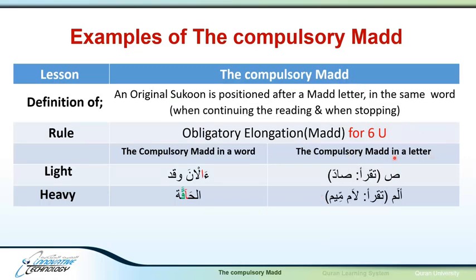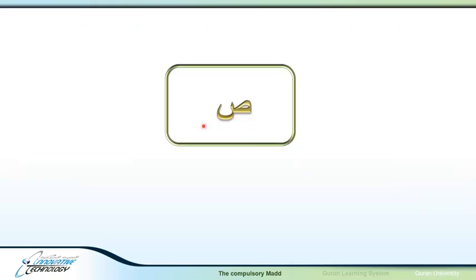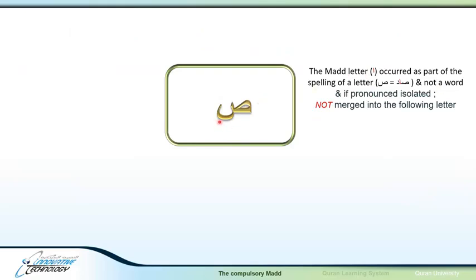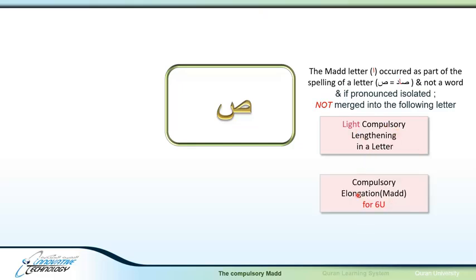Now we're going to take examples of the mad in a letter, and the compulsory mad in a letter is sad. Sad at the beginning of the surah is pronounced as if there are 3 letters. Sad, alif, dal, sad. The sad here is having an a in the middle, and there is no word, so it is not word-based, but letter-based mad. And it is not merged in anything after it. It's a single letter. So we consider this as a light compulsory lengthening in a letter, and that has to be elongated for 6 units when we pronounce it like this.